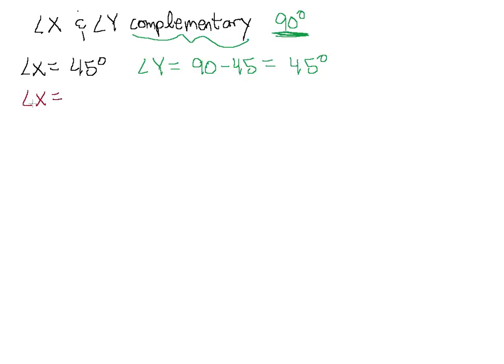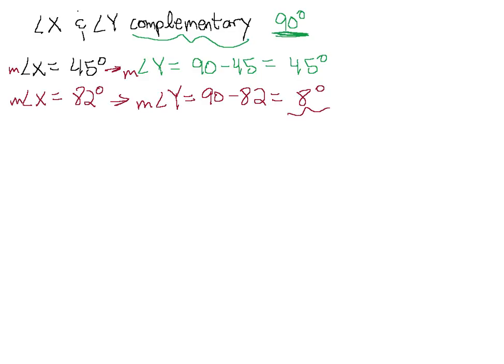Let's say we're given the measure, these are actually measures. I need to label that. The measure of angle X, let's say, is 82 degrees. We want to know what the measure of angle Y is. Well, we can find it simply because we know that these two angles are complementary, so 90 minus 82 will give us the measure of angle Y, which is just 8 degrees. All right, not a whole lot to it. Let's do a few more of these.